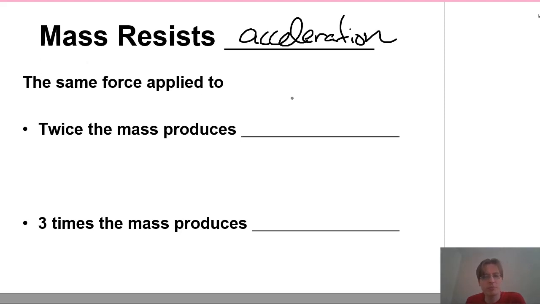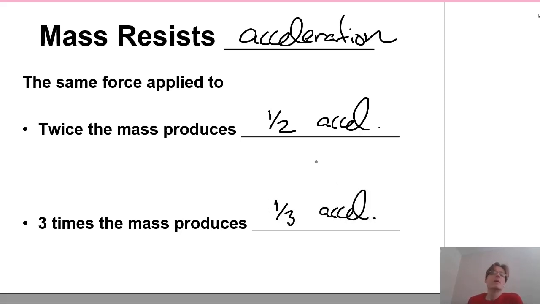So, saying it a little more precisely, the same force applied to twice the mass produces half the acceleration. If it has 3 times the mass, it's even harder to get it moving, and it'll only have 1/3 of the acceleration. This is how it works from careful experiment and measurement of these things.